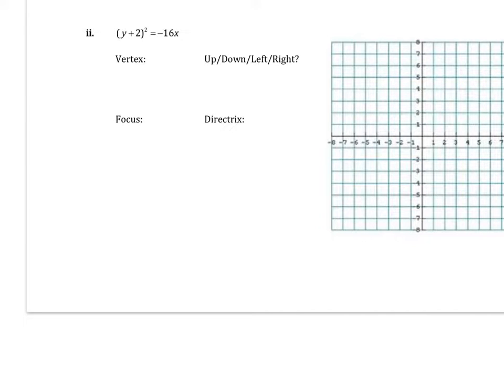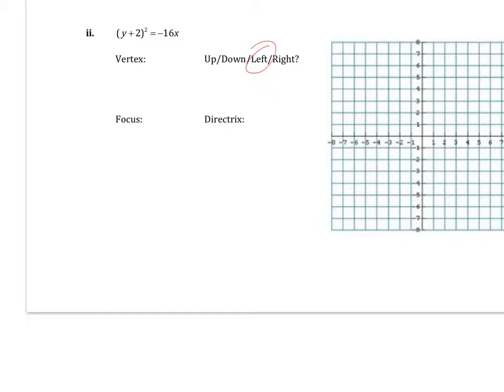Next example. This is a situation where we have y that is squared, so we know we're going to be either left or right. We're going to determine that, again, by the sign of the 4p value. 4p in this case is negative, so that means we're opening left.